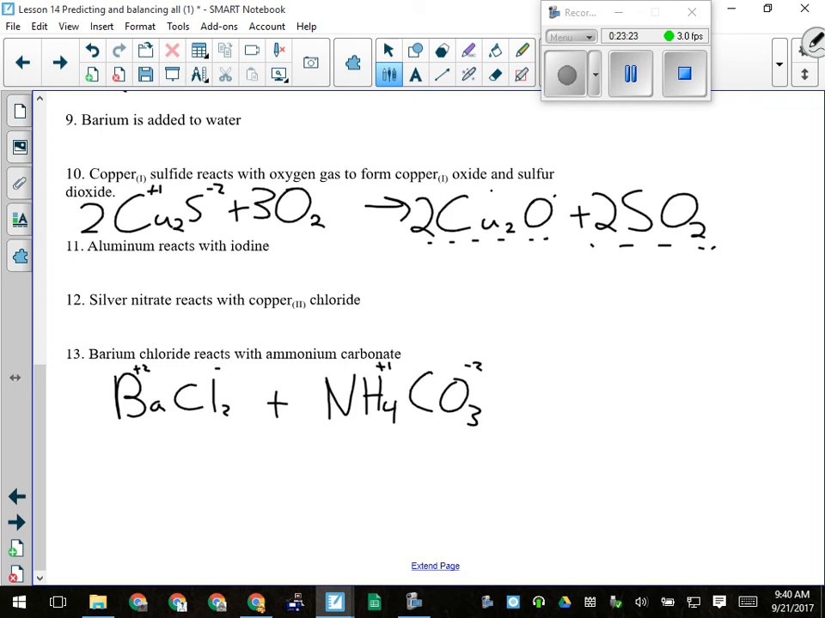Okay, so we've got to drop and swap. So when we do this here, the 1 will go to the carbonate, the 2 will come to the ammonium, so I've got to bracket the ammonium and put a 2 beside it for my swap and drop. Okay, so now I've got my reactants.